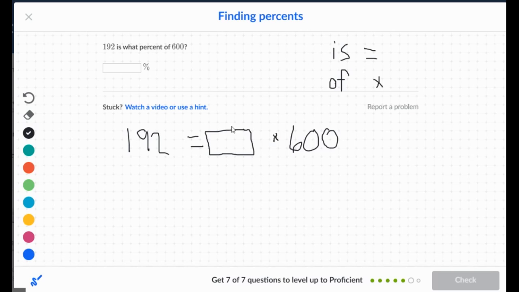If I don't know a factor in a multiplication problem, that's one of the pieces in my multiplication, I divide. And in elementary school, they said you take the big number first and you divide, but that's not true anymore. We take the part and we divide by the whole. And this is going to give me 192 divided by 600.